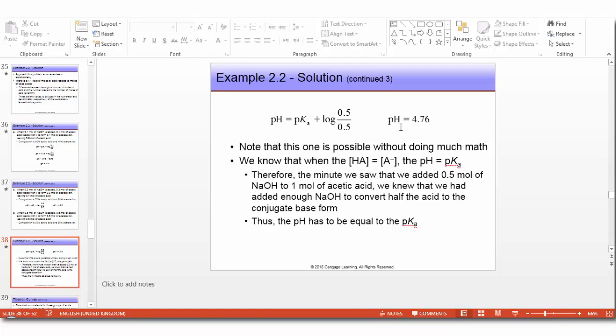Now note that this one is possible without doing much math. We know that when the concentration of HA equals the concentration of A minus, then the pH equals pKa. Therefore, the minute we saw that we added 0.5 mole of NaOH to 1 mole of acetic acid, we knew that we had added enough NaOH to convert half of the acid to the conjugate base form. Thus, the pH has to be equal to pKa.